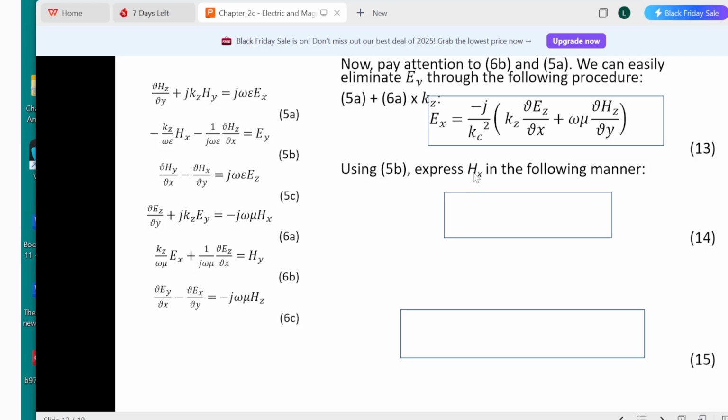And now we are going to express the h of x in a similar manner. And we are going to substitute this into equation 6a, and we get this.